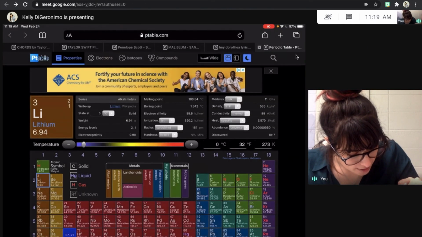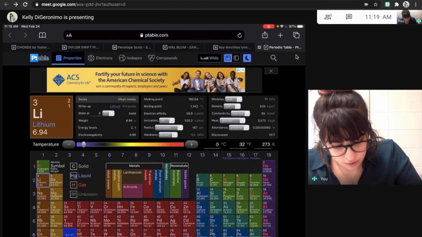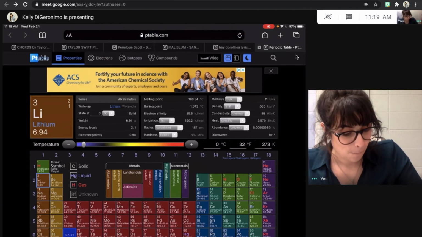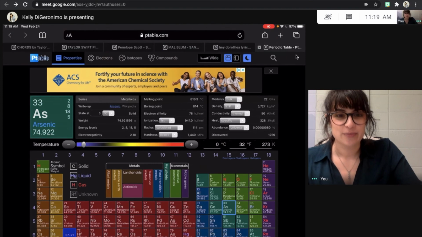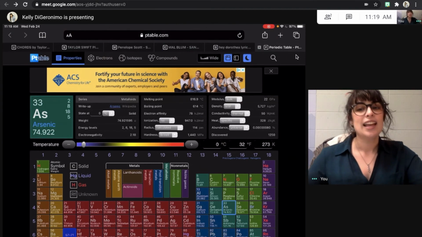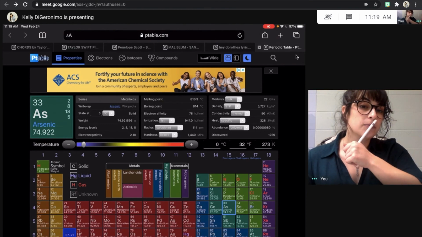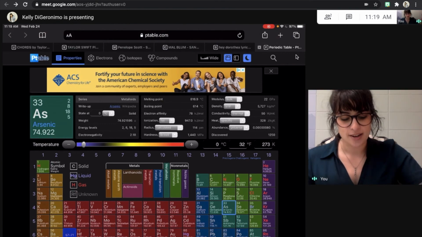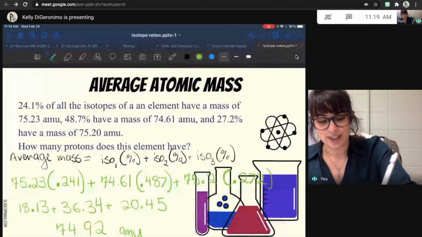We're looking for a mass of about 74.92, and you found it if you clicked on arsenic. Check it out. It has a mass of 74.92. We just calculated that. And how many protons does it have? It has 33 protons. So that's our final answer to the original question.